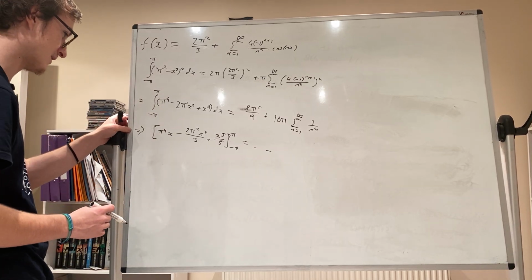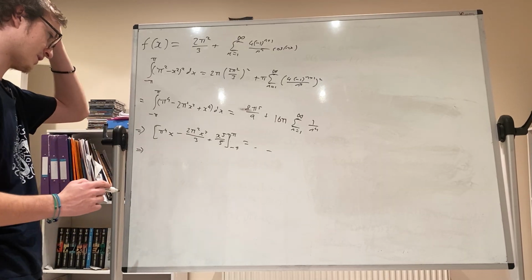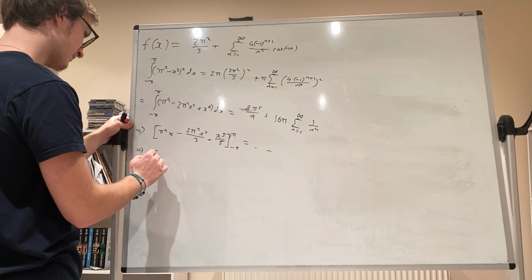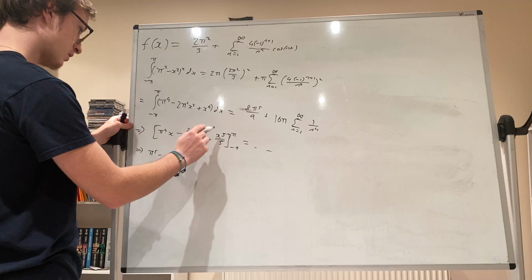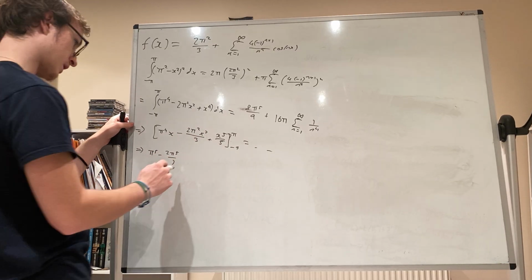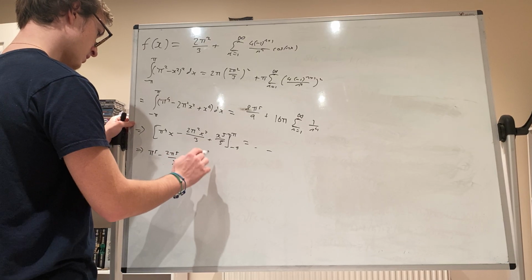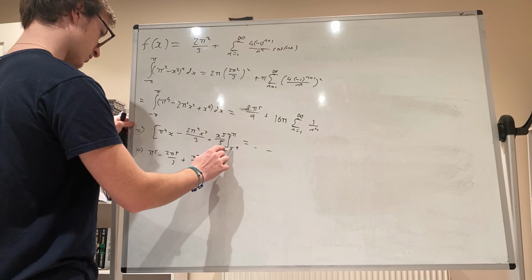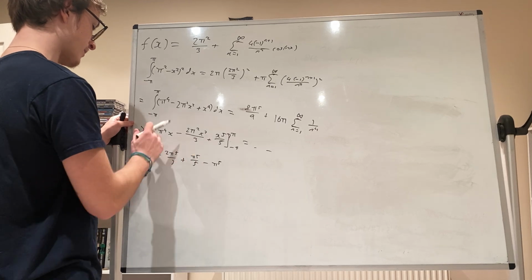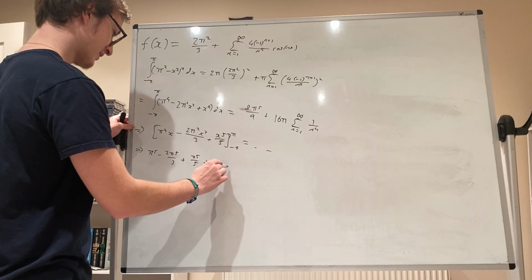Now, okay, what do we have here? So this implies that, well, let's plug this in. So we get pi to the fifth minus 2 pi to the fifth over 3 plus pi to the fifth over 5 minus minus pi to the fifth. No, minus pi to the fifth plus pi to the fifth. Plug in minus here again, you get plus 2 pi to the fifth.